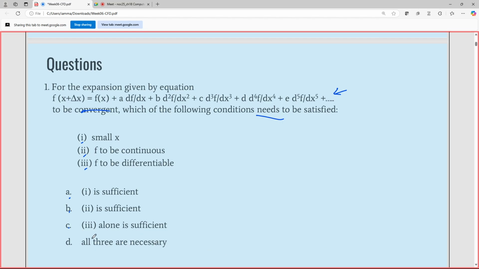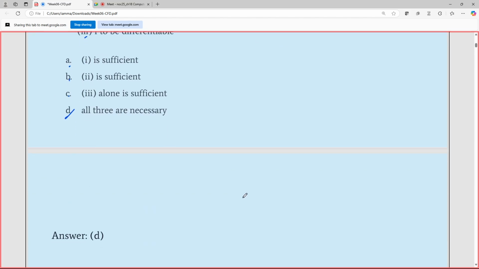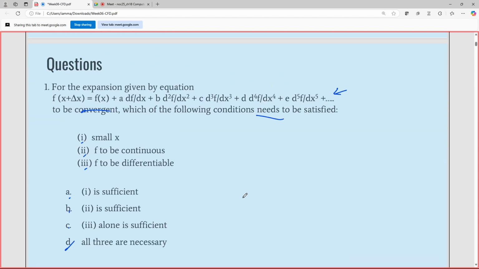So the answer is option D. All three are necessary. So for this expansion of f of x plus delta x to be convergent, delta x should be small enough, f should be continuous, and f should be differentiable. All these are actually from basic differential calculus.